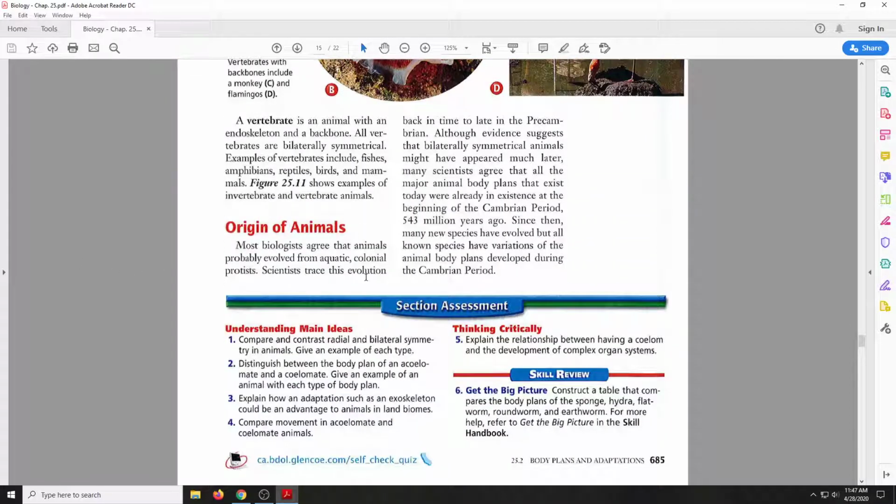So those are just the general characteristics of animals and the body plans of the different animals. That's about it for section 15.